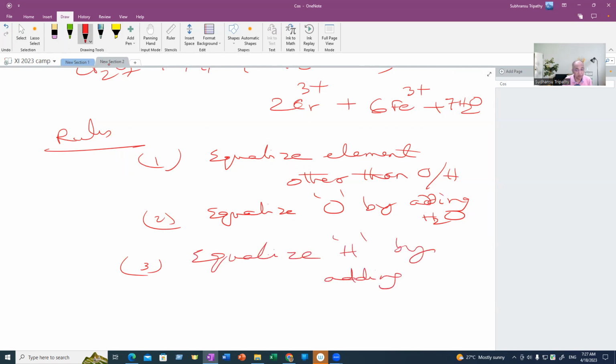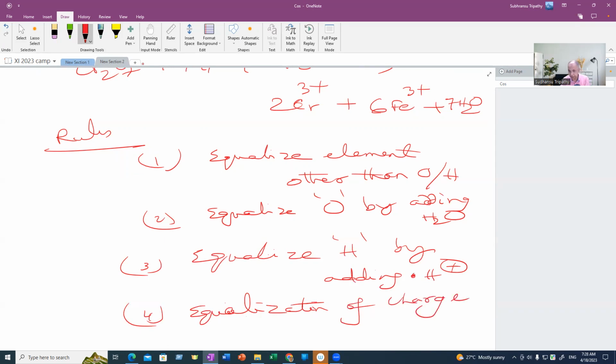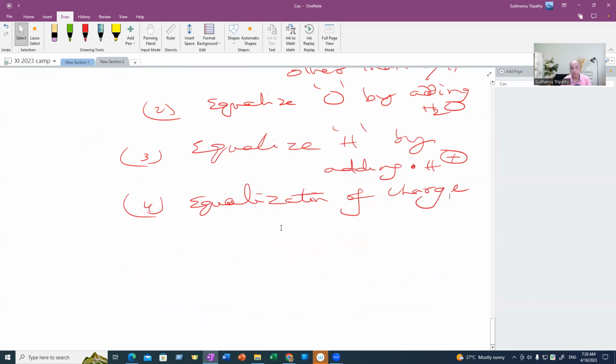Third, equalize hydrogen by adding H+ because it is an acidic medium. And for equalization of charge on both the sides, equalization of charge by adding electron. So these are the 4 steps that you have to follow while you are handling a redox equation in acidic medium. Now let us see how we can balance in basic medium.